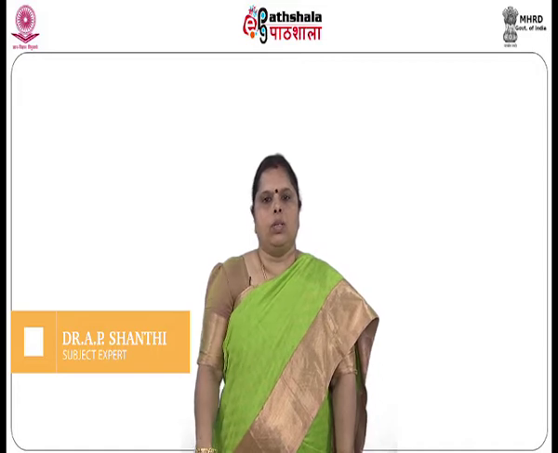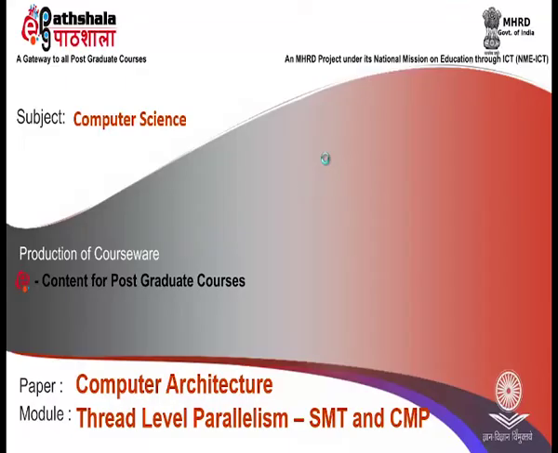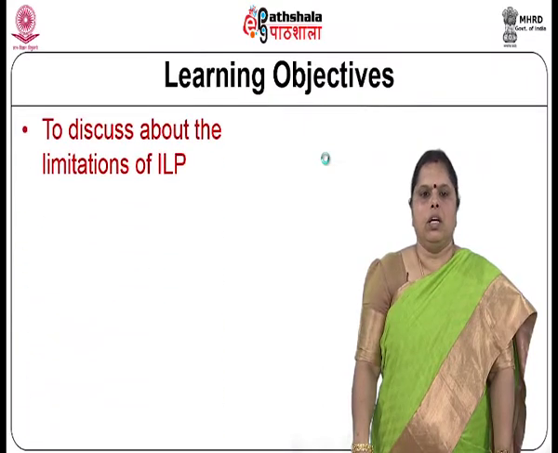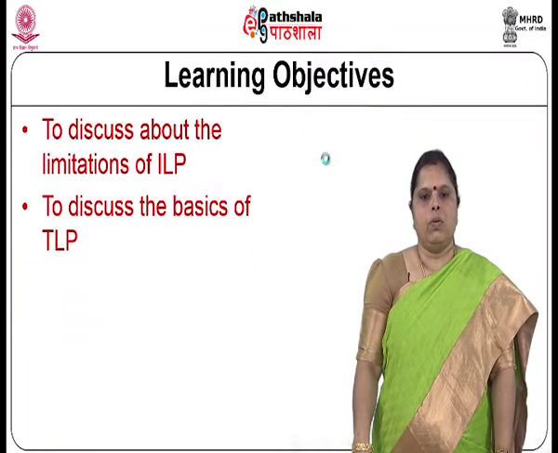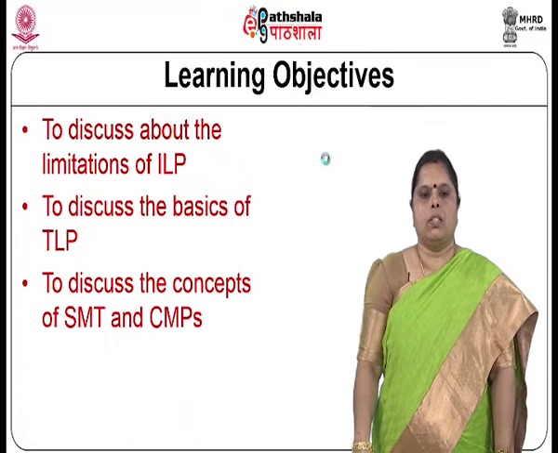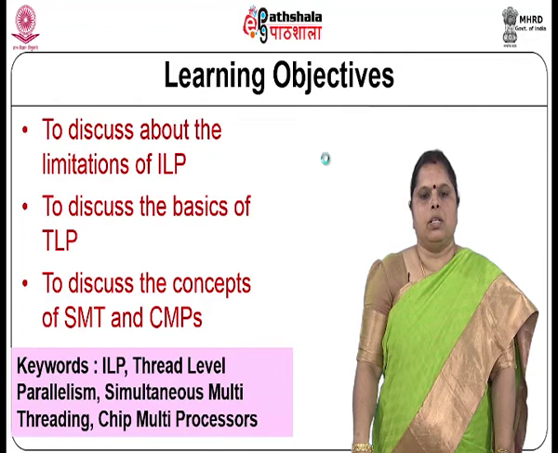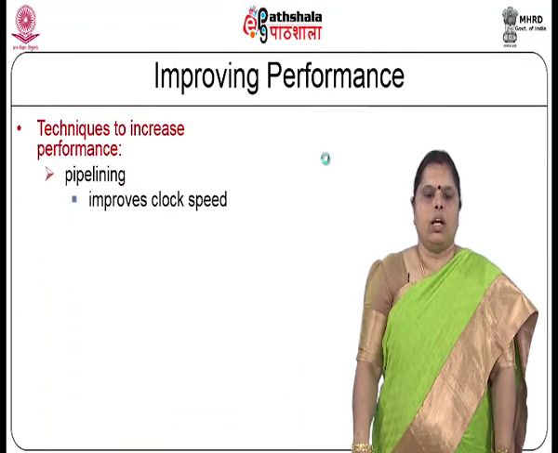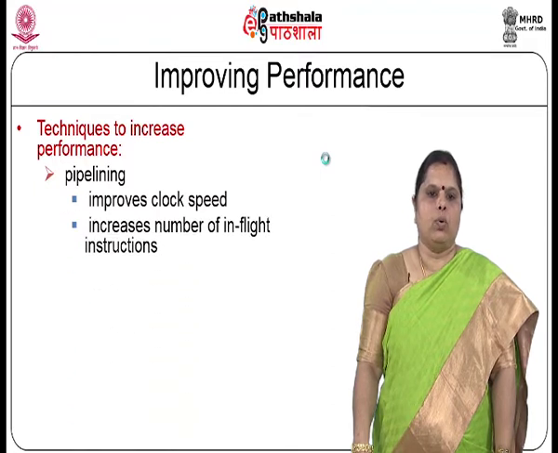We are dealing with the course computer architecture. So, in this module we look at what is meant by thread level parallelism, simultaneous multithreading and chip multiprocessors. So, the learning objectives are, we will first of all discuss about the limitations of instruction level parallelism. We will discuss the basics of thread level parallelism, and we will discuss the concepts associated with simultaneous multithreading and chip multiprocessors.